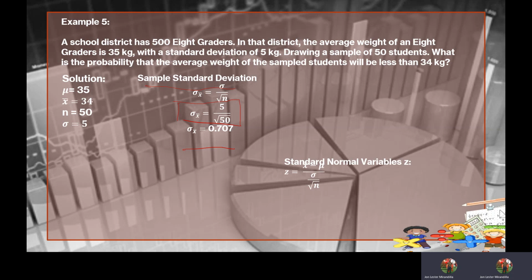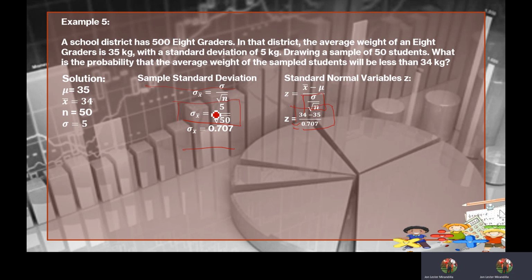Now we need to compute the standard normal variable z. The formula is z equals x bar minus mu divided by our sample standard deviation, which is the 0.707 we got. Our sample mean is 34. So 34 minus 35 divided by 0.707. Input this into the calculator.